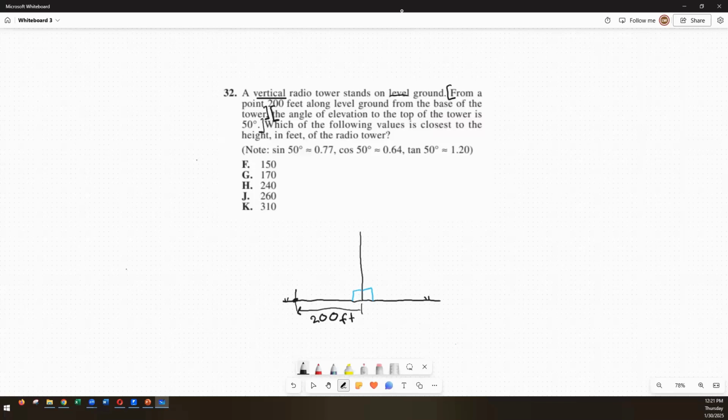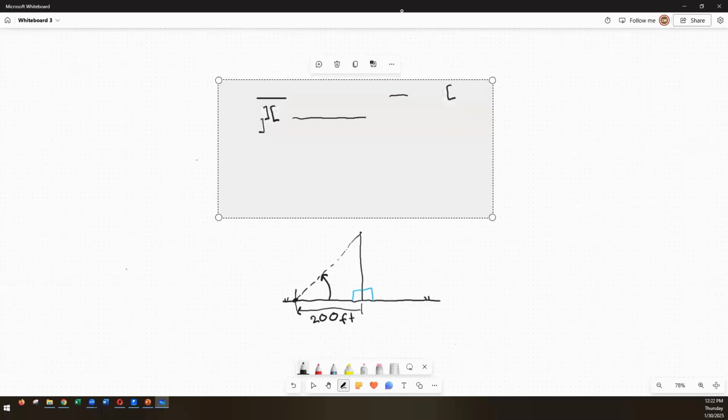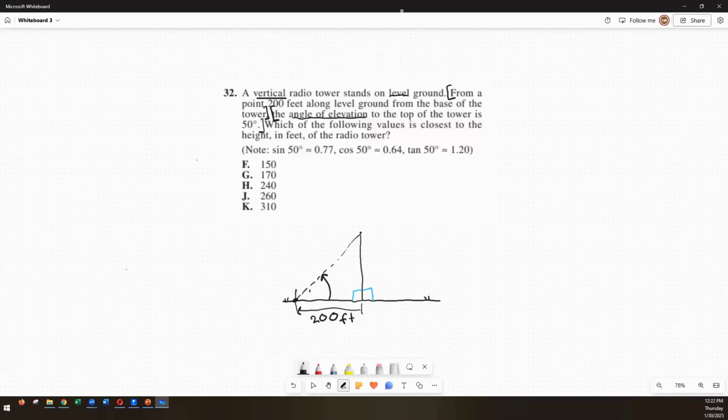So the next important point, the angle of elevation. Okay, an angle of elevation is the angle between the ground and some point above the ground. So the angle of elevation in this case is right here. That's what an angle of elevation means. Okay, and we're told that's 50 degrees. So, really important. In two sentences, I ended up with a right triangle.